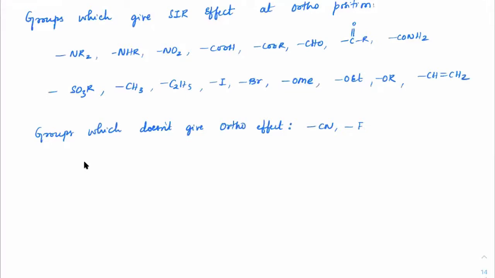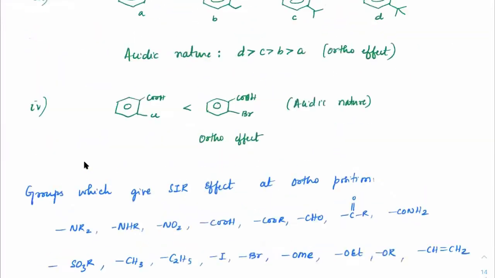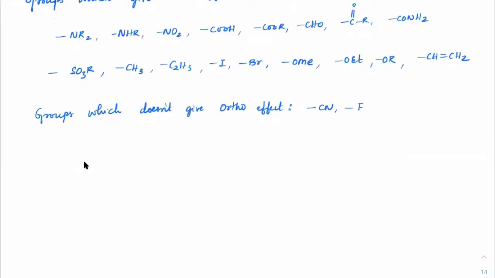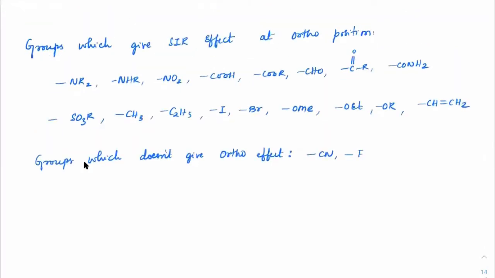Now you might be wondering, sir, where is OH? How come OH is not there in the list? OH is very small. Now let me tell you how intramolecular hydrogen bonding is also becoming an ortho effect. Everybody is clear with SIR effect now? Steric inhibition of resonance. If at all we observe it at ortho position, we call it ortho effect. Now we are checking out the second case where there is ortho effect by intramolecular hydrogen bonding.